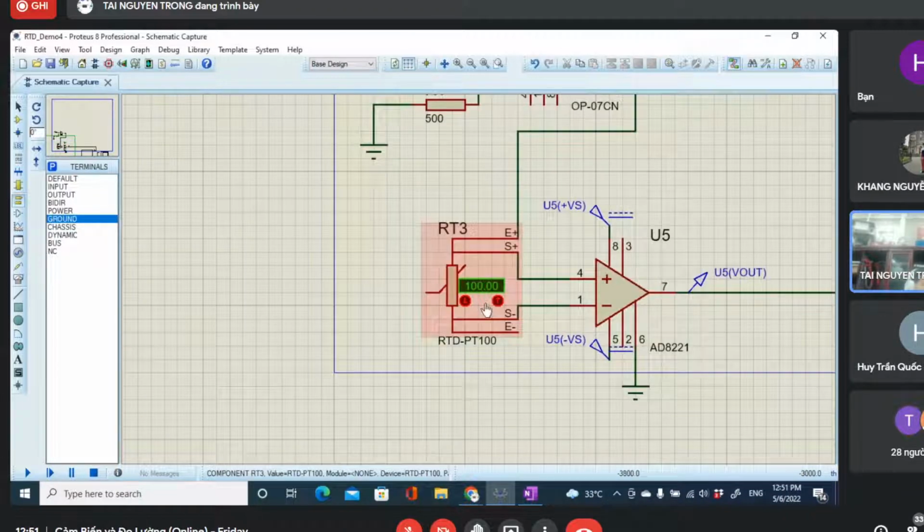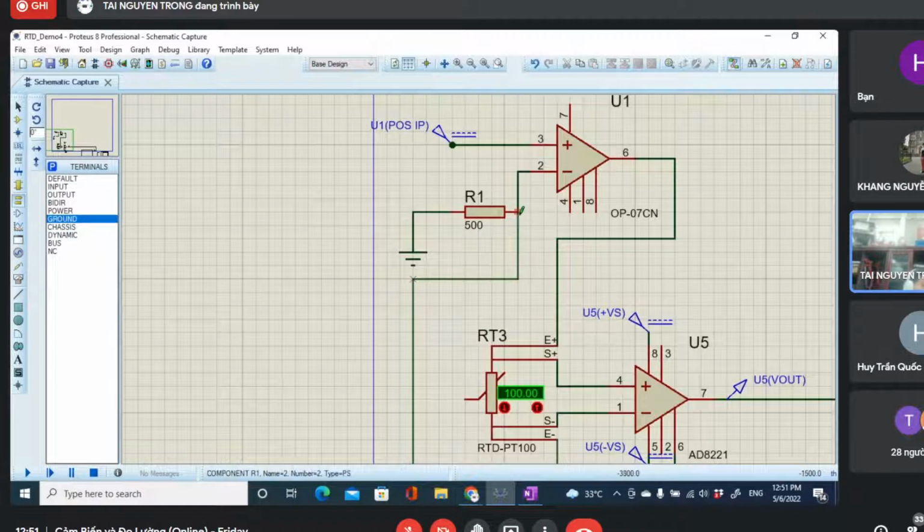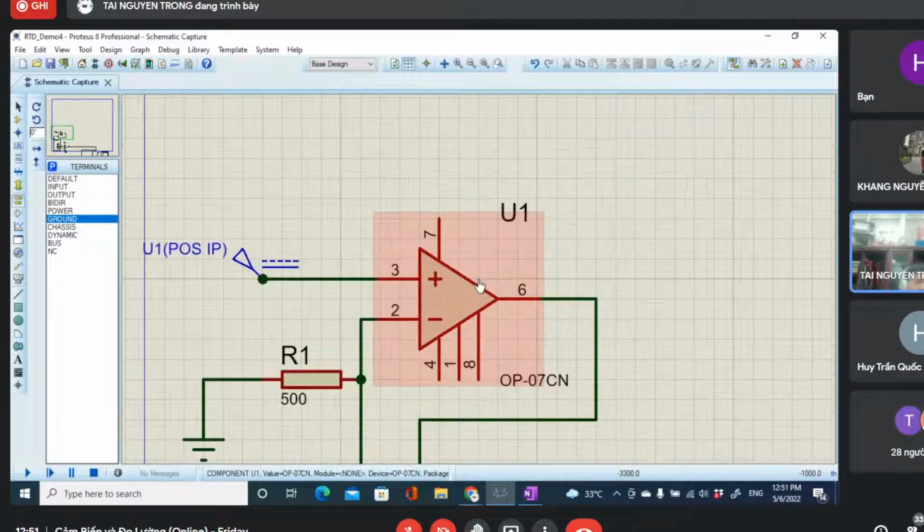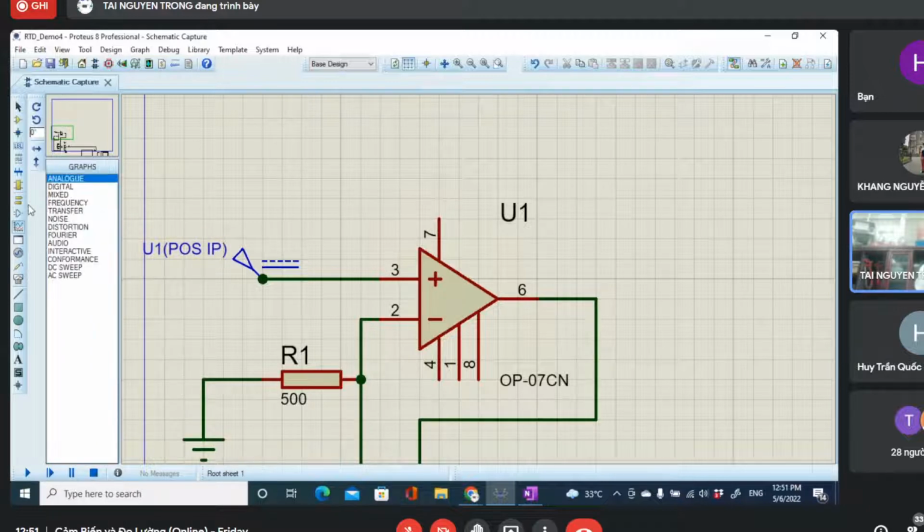Okay, E minus will move to this place. And then here is the current source. Okay, and then we will apply power for the resistor. Power, take power.